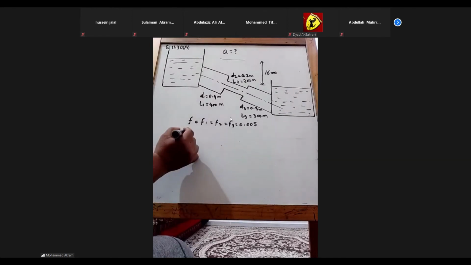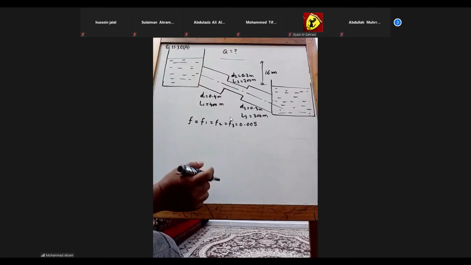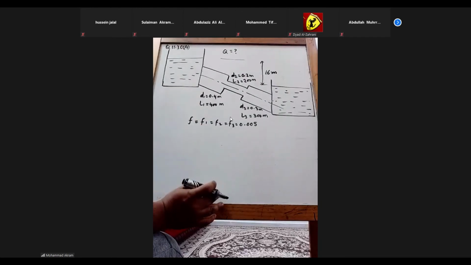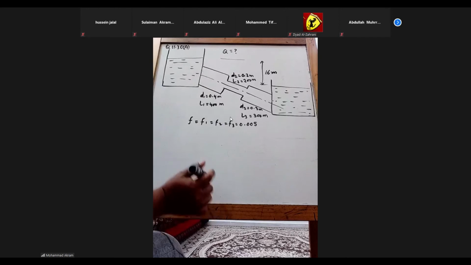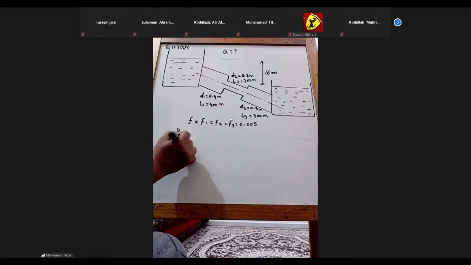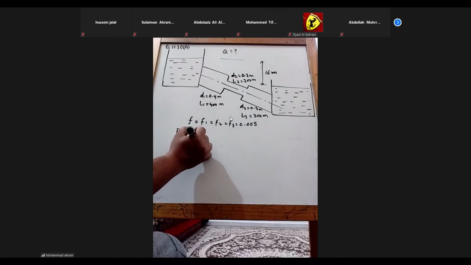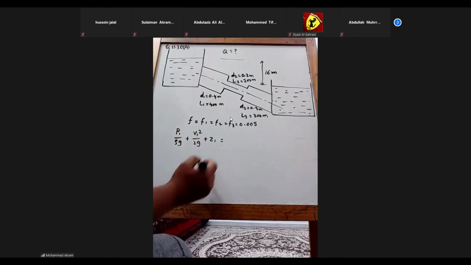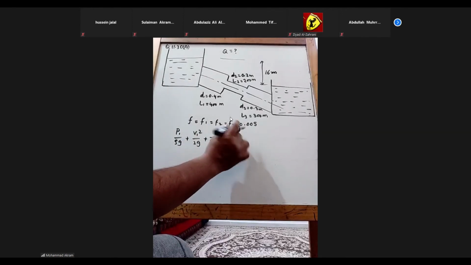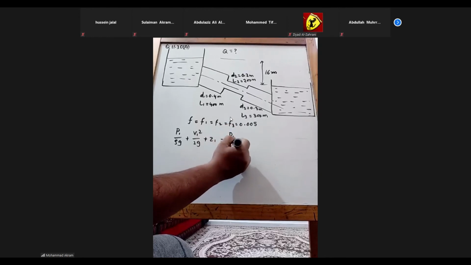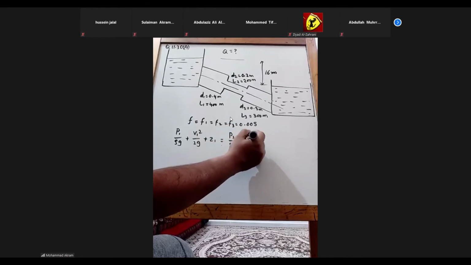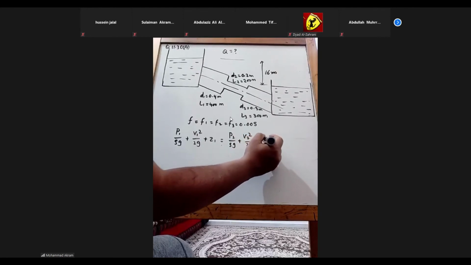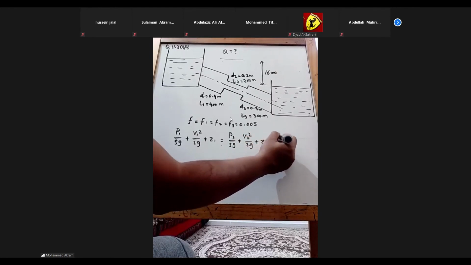See this. First of all, you apply the energy equation at two locations, and find out the HF. So it will be like this: P1 by rho g plus V1 square by 2g plus Z1 equals P2 over rho g plus V2 square over 2g plus Z2 plus HF.